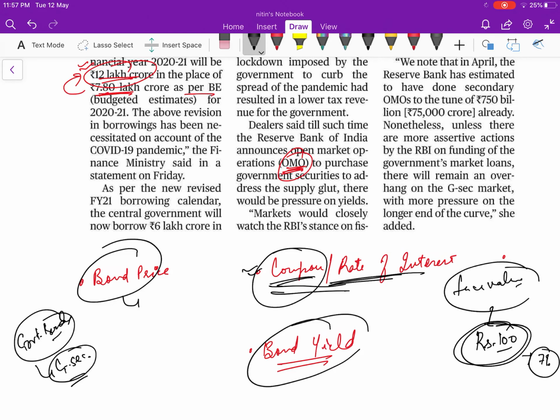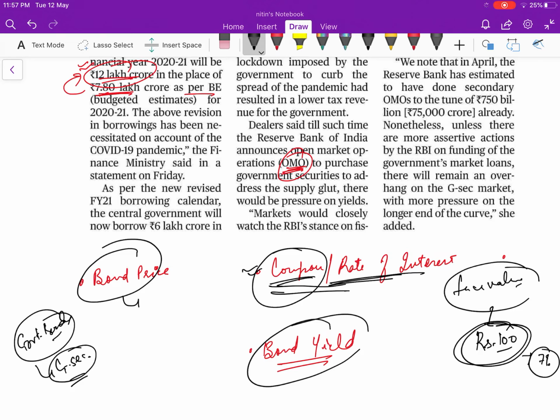Once you sell this bond, when more and more people sell the bond, it means the supply of the bond is more. And when supply is more than the demand for the bonds, it means what? The other person won't buy this bond at rupees 100, right?